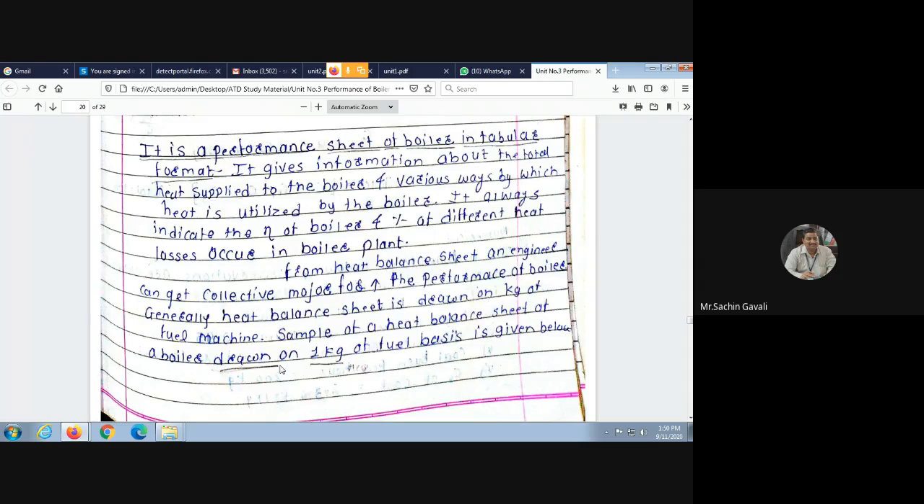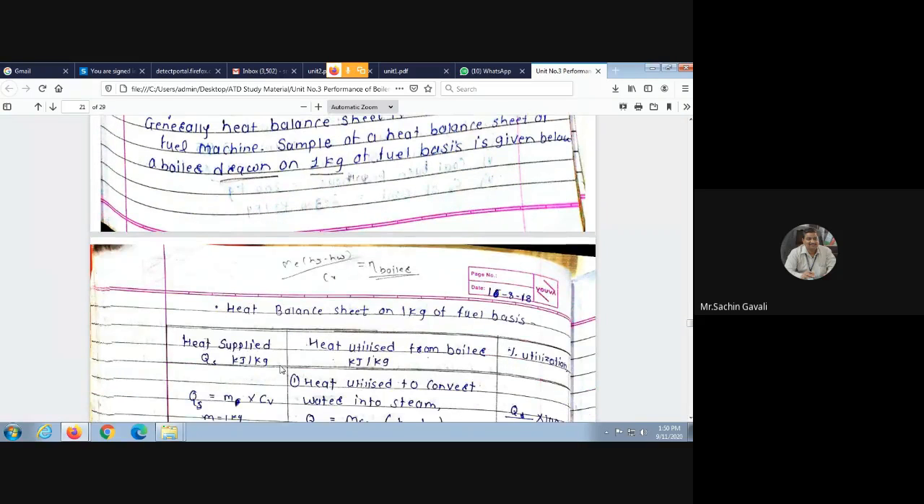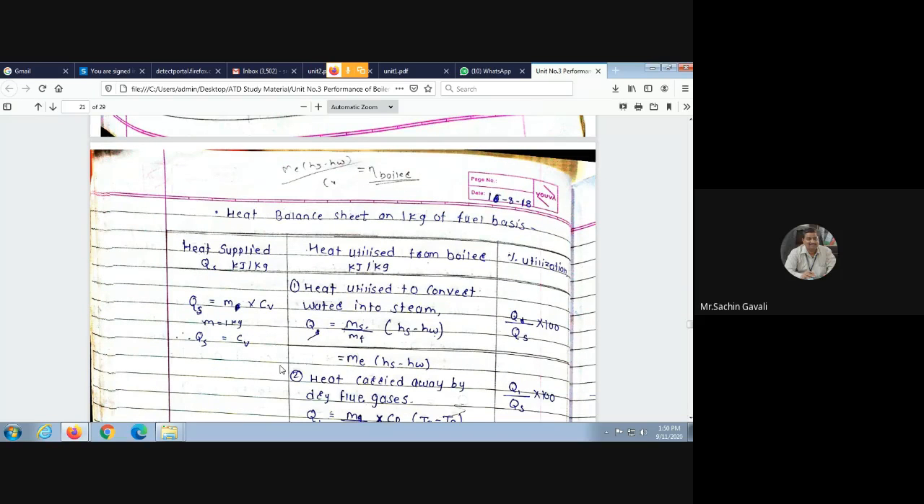Okay. And that layout we have also started, correct? The heat balance sheet of 1 kg basis layout. In that we have written two tables, correct? The table we have drawn, I have drawn, or only I have drawn. Yes, sir. Students drawn.